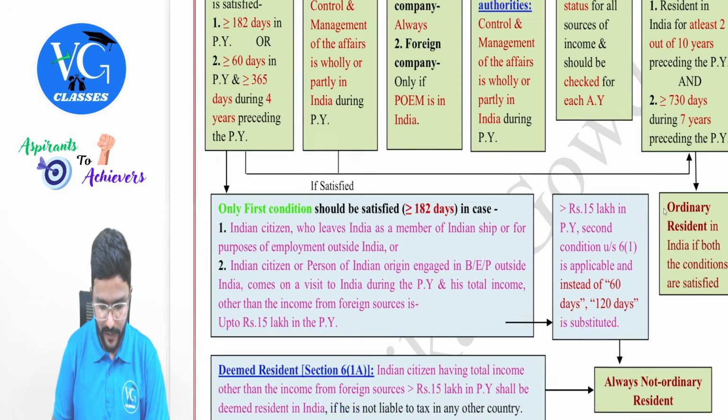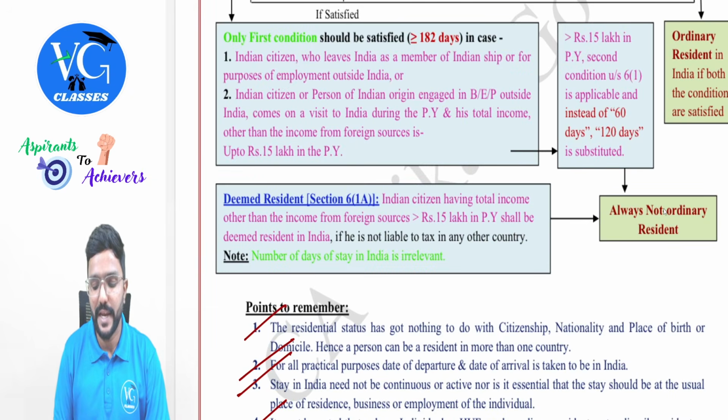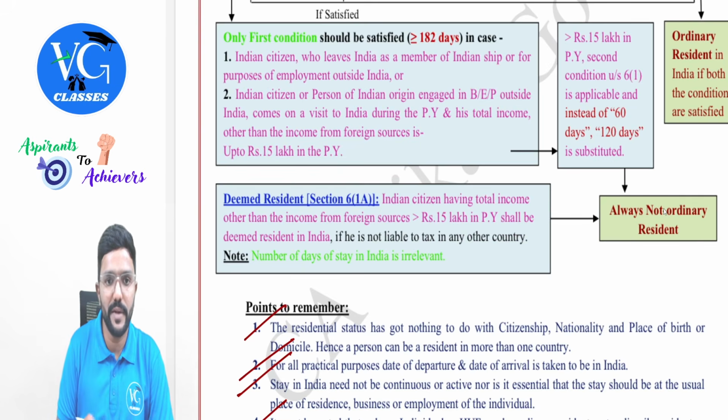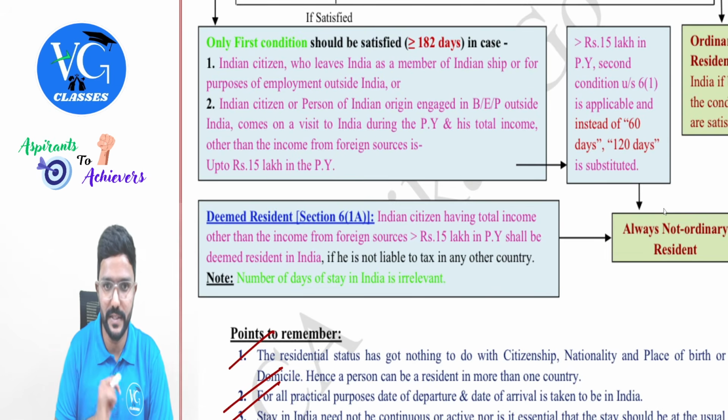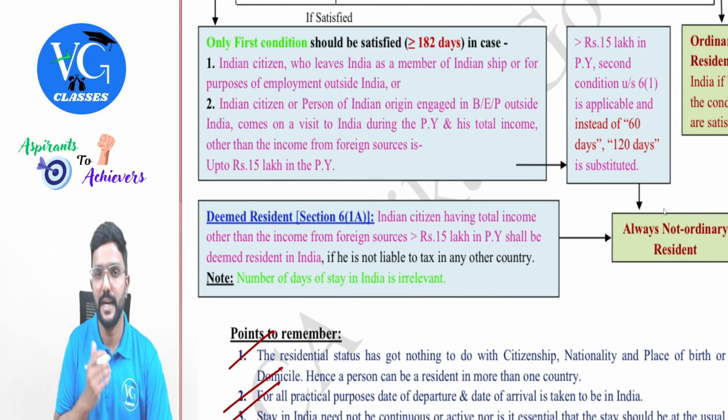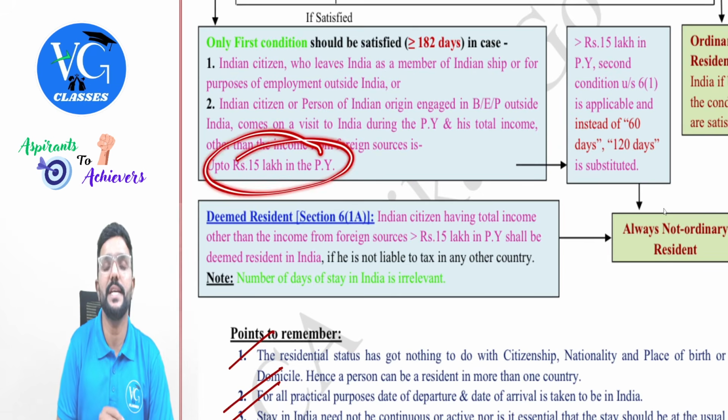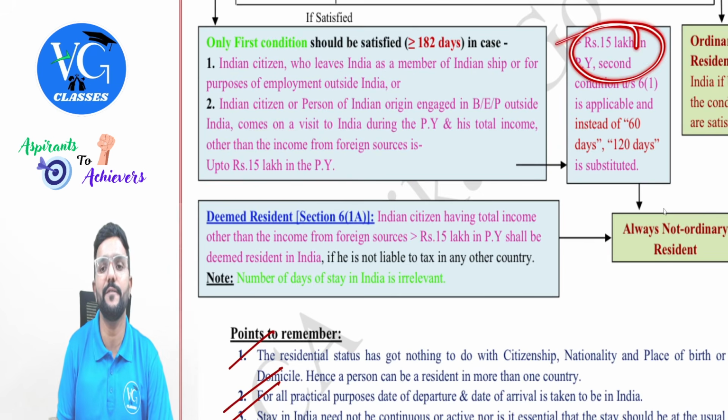So where does he fall? Now, Srinath is engaged in a profession outside India and is coming to India during the previous year for a visit. For how many days? 100 days. And they have not given how much his Indian income is, whether it is up to 15 lakh or more than 15 lakh.